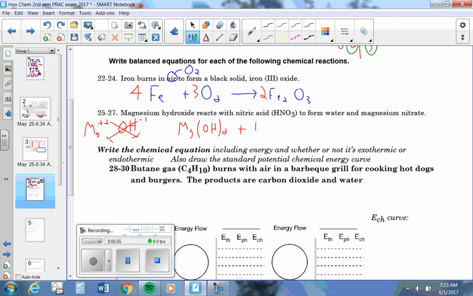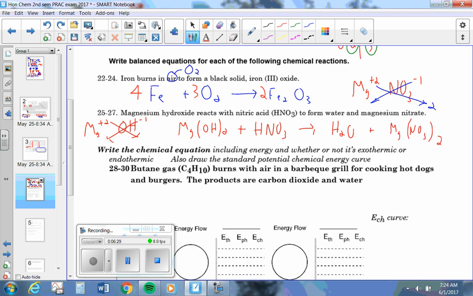Reacts with nitric acid. Somebody threw you a bone and gave you the easy one. And it's going to form water, H2O, and magnesium nitrate. Remember, magnesium is a +2. Found that on the front of the chart. Nitrate is a -1. So it's going to take 2 of these, but only 1 of these. So I'll write that as Mg, NO3, but I gotta have 2 of them, so it's in parentheses, taken twice.